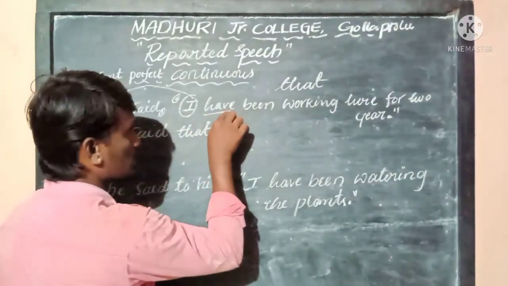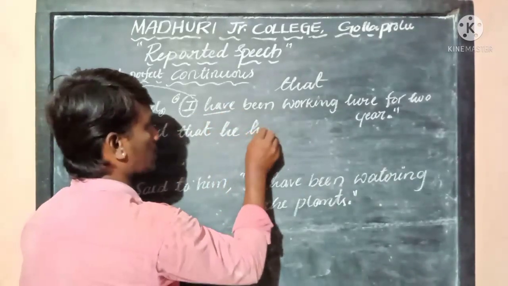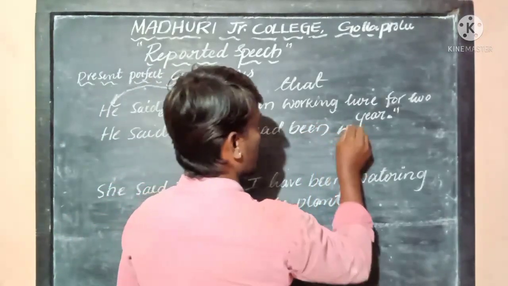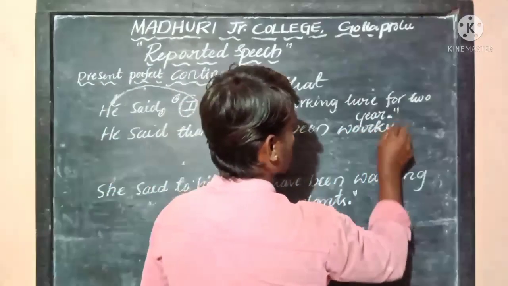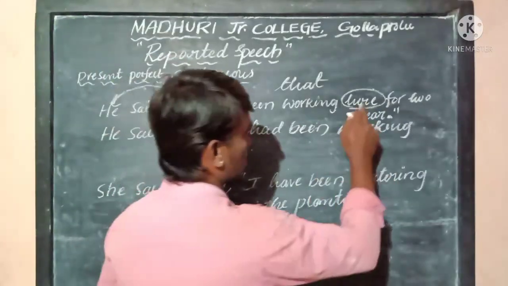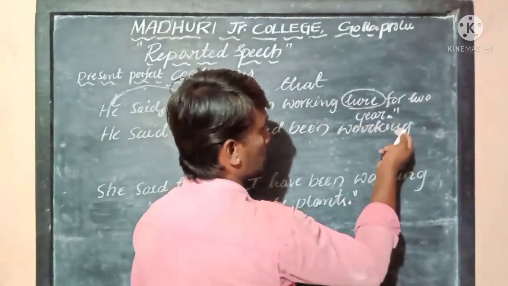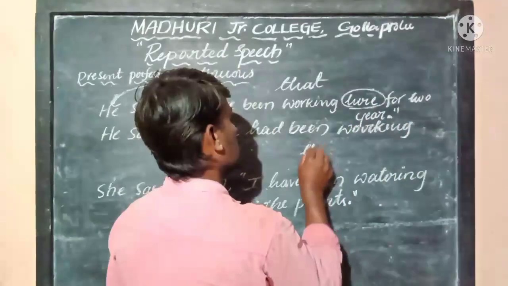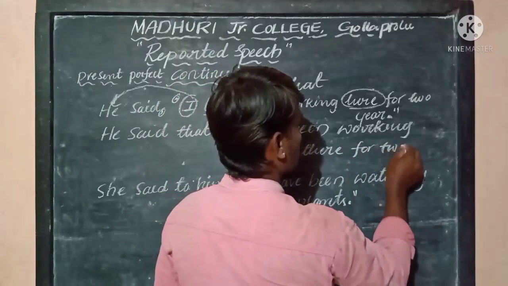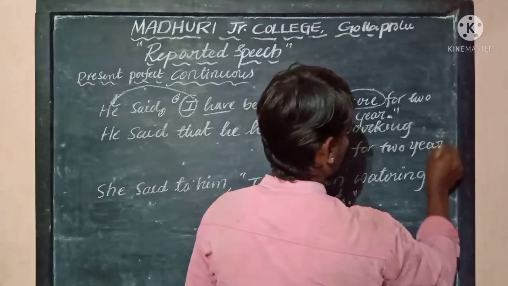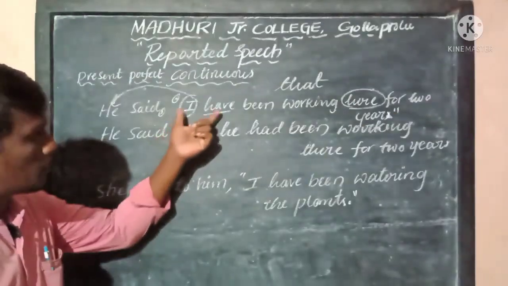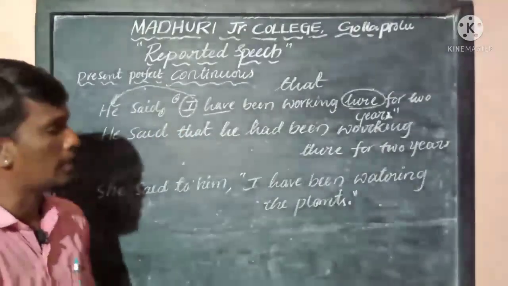Okay, so now this is in present tense and we need to change it into the past. That's it. And now the rest of the sentence has to be written as it is without changing anything. Here now we find the adverb of time. So here we can change this adverb of time to there: there for 2 years. So that is how we change present perfect continuous tense into past perfect continuous tense.